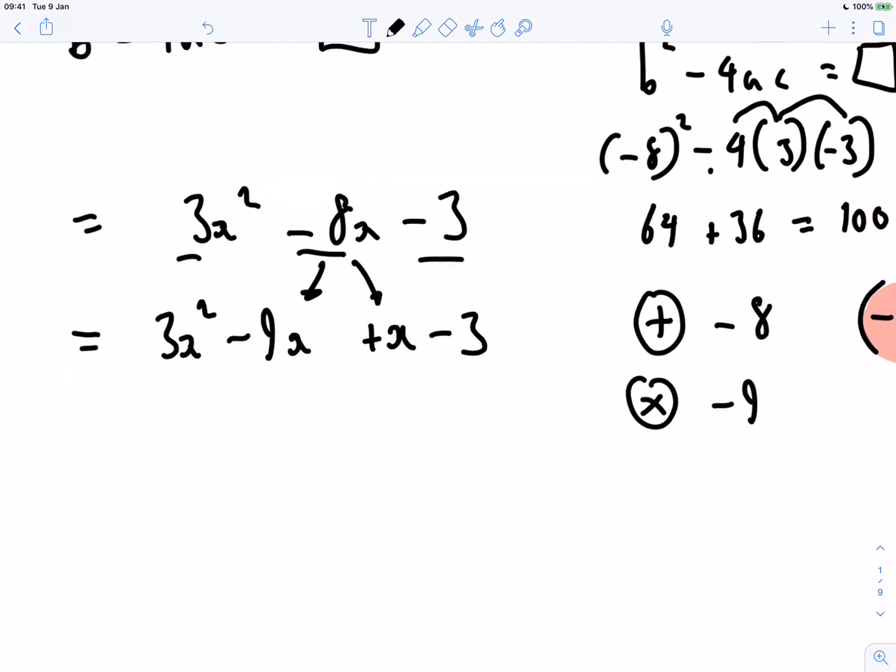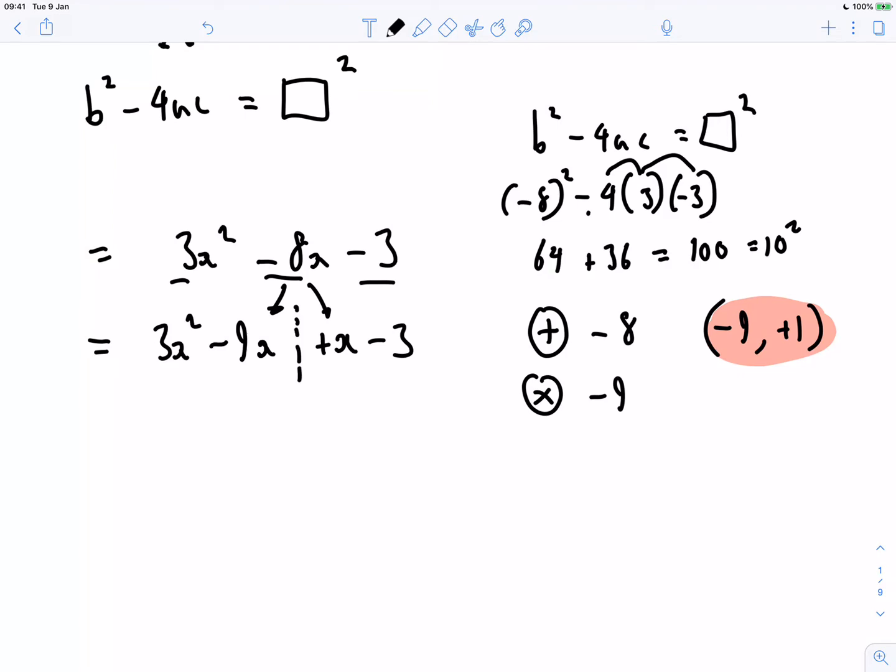And then what I'm going to do is I'm going to draw an imaginary line and I'm going to factorise a pair at once. So how would I factorise 3x squared minus 9x? Well, they both have a 3 in common and they both have an x in common. So this is going to be x minus 3.